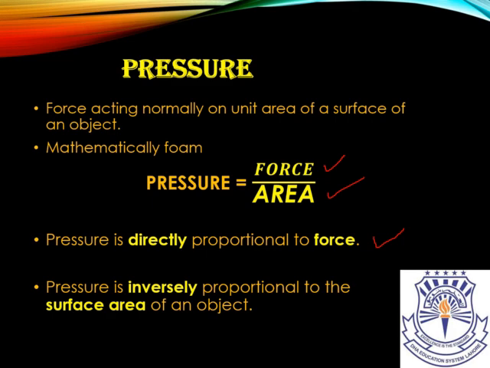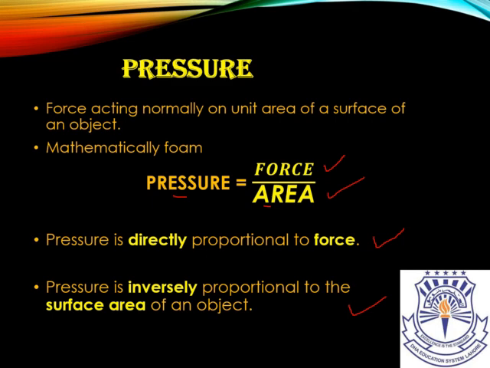Let me discuss this point. Pressure is inversely proportional to the surface area of an object. So what does it mean? If we increase the area, pressure will decrease, because pressure and area have an inverse relation. Area is written in the denominator on the right side, and everything written in the denominator has an inverse relation with the quantity on the other side of the equals sign. So pressure is inversely proportional to the area.